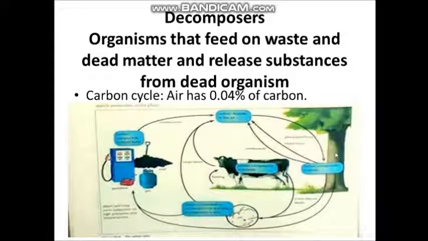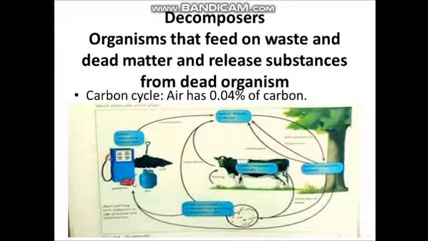Now when this glucose becomes a part of the plant, this plant is eaten by the cattle. So the carbon goes to the cattle, and when the cattle respires, it will give out carbon dioxide back to the atmosphere. Now when this cattle has died, the decomposers will work on that dead animal. They will decompose the dead animal and release the carbon dioxide out.